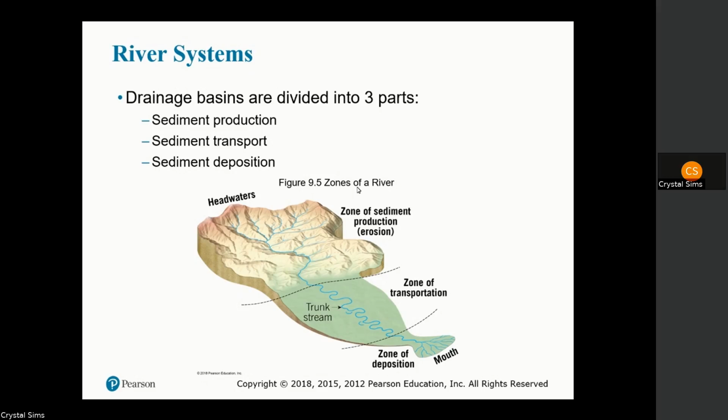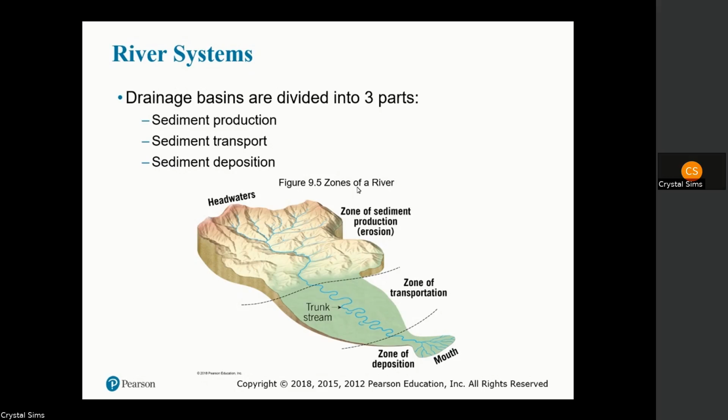Bank erosion, so erosion that's occurring along the banks of these streams and tributaries and the main river channel, can also provide sediment. And the scouring of the channel bed also provides sediment as it deepens the channel.